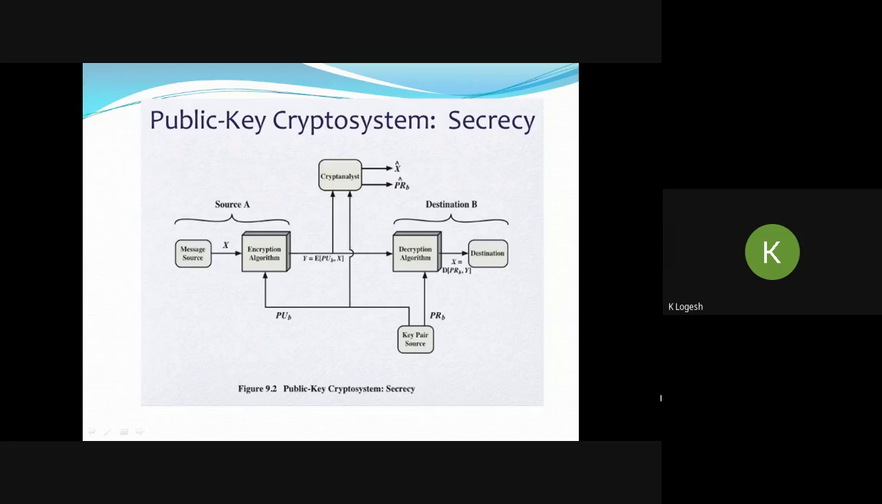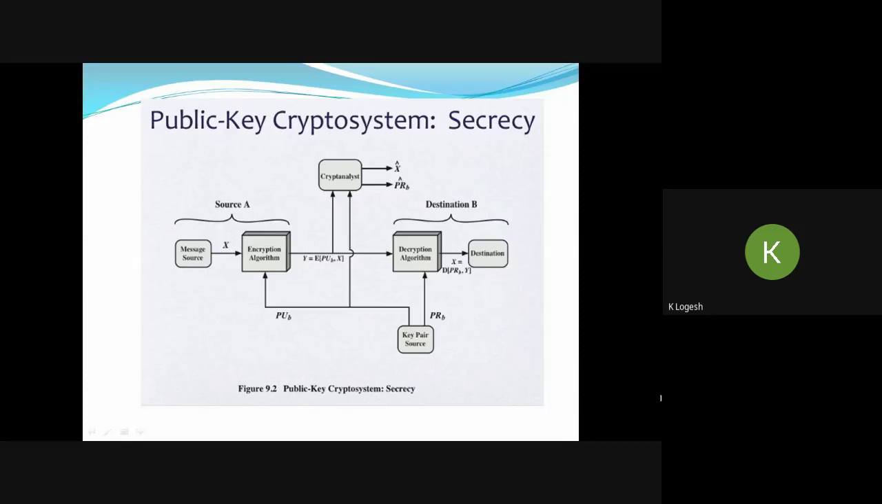No third party can open the message, since it is encrypted with the public key of B, and only those who have the private key of B can open it. The private key is kept secret by B, so it can't be opened by any other third party or any cryptanalyst.